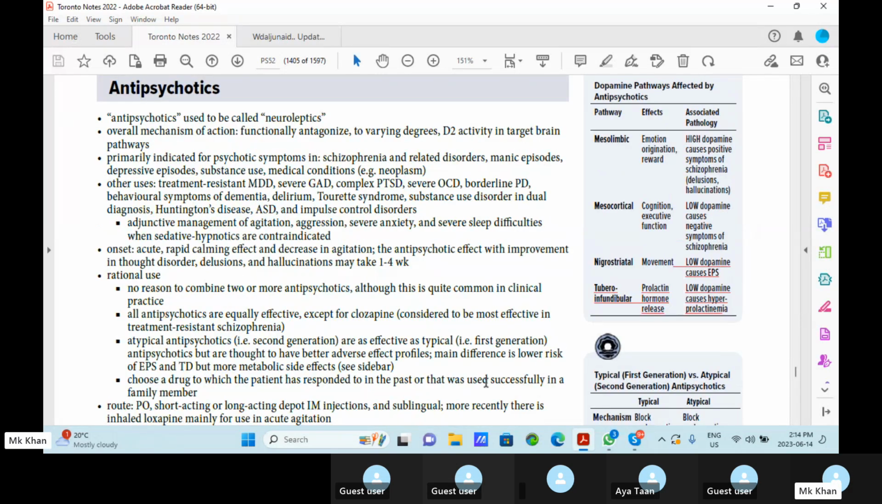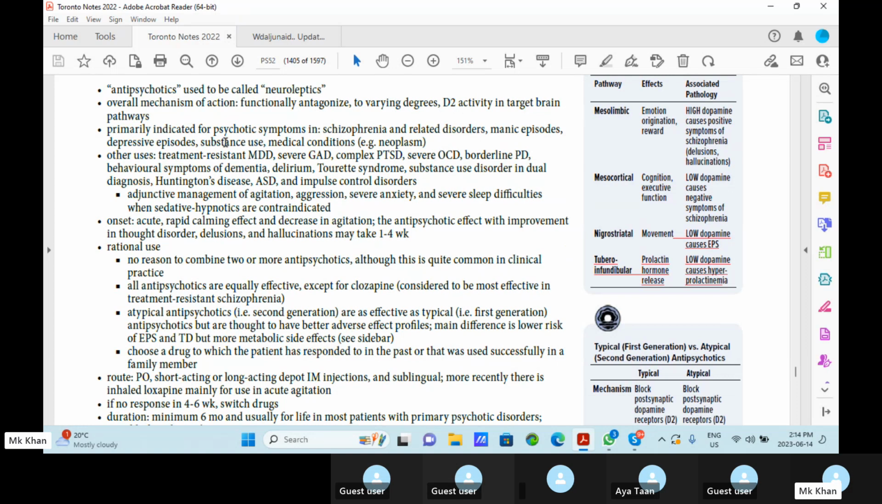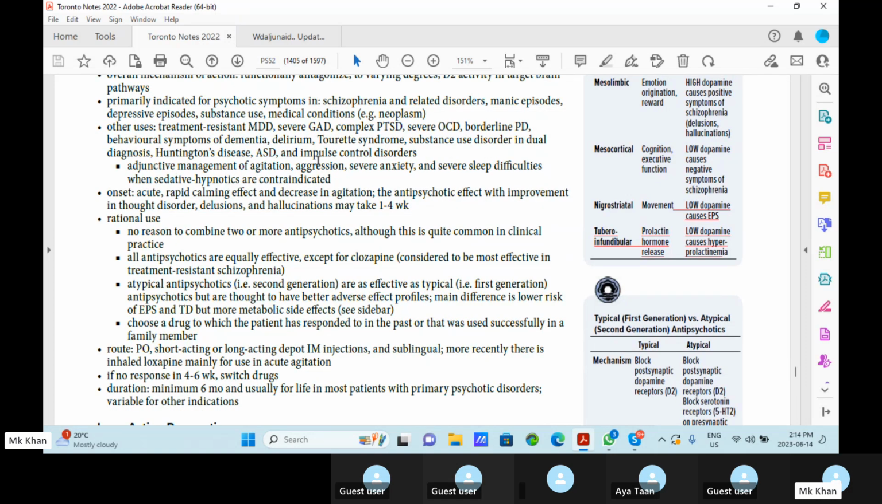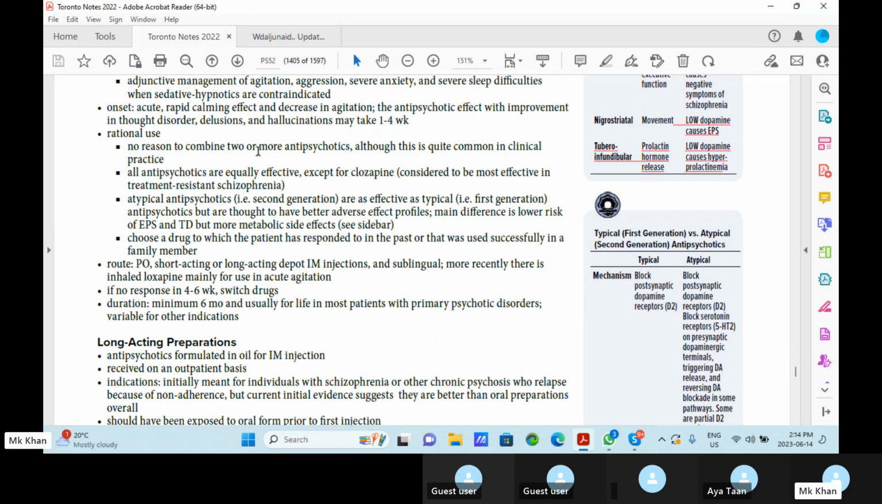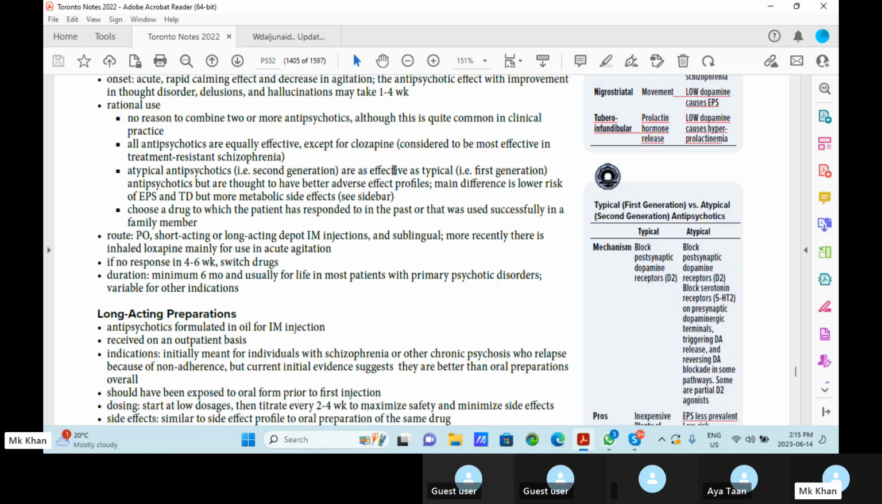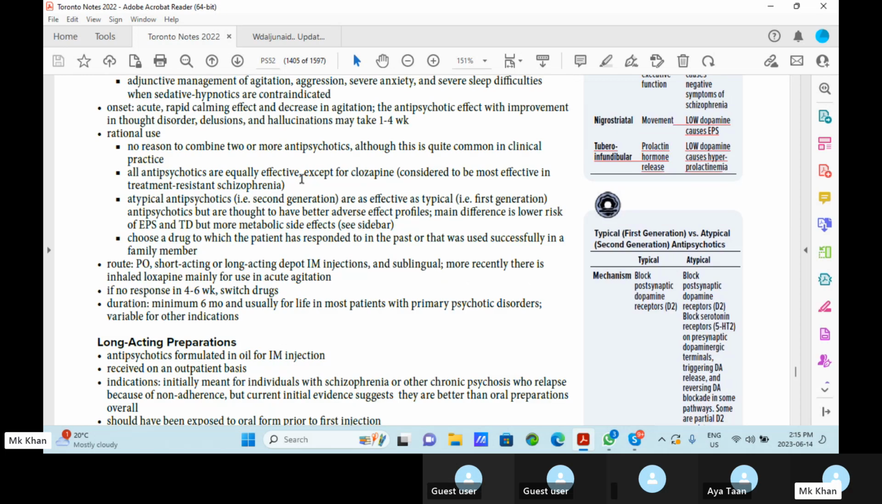The antipsychotics are also called neuroleptics. The overall mechanism is D2 activity, blockage of dopamine, and they are primarily indicated for psychotic symptoms, schizophrenia, related disorders, and depressive disorders. So they are used in many different disorders. Onset is acute, with a rapid calming effect and decrease in agitation, before the antipsychotic effect. There is no reason to combine two or more antipsychotics, though it is quite common in clinical practice, because all are equally effective, except clozapine.